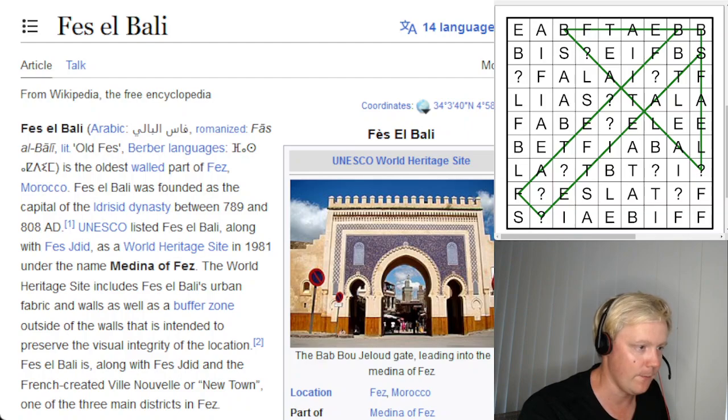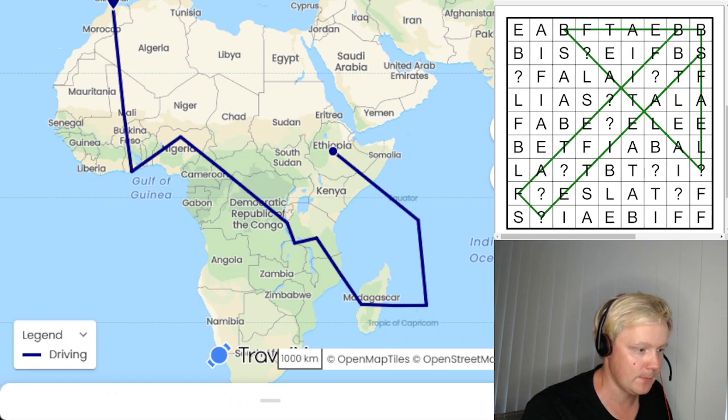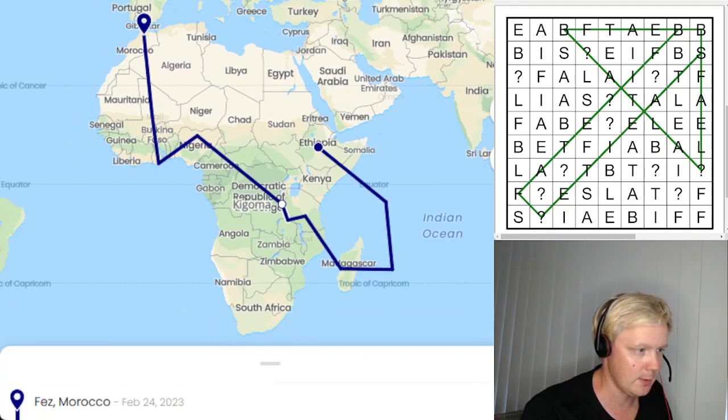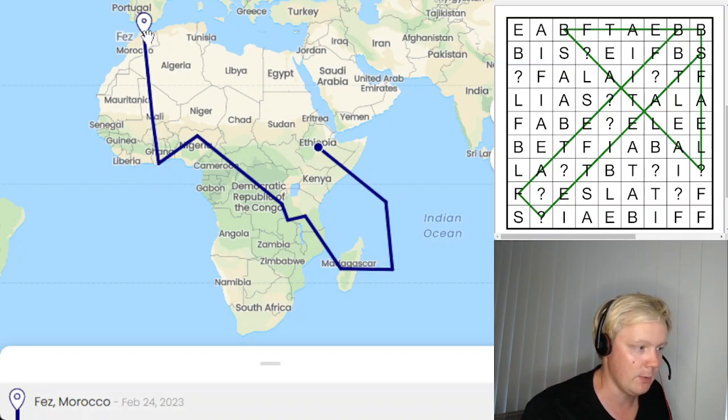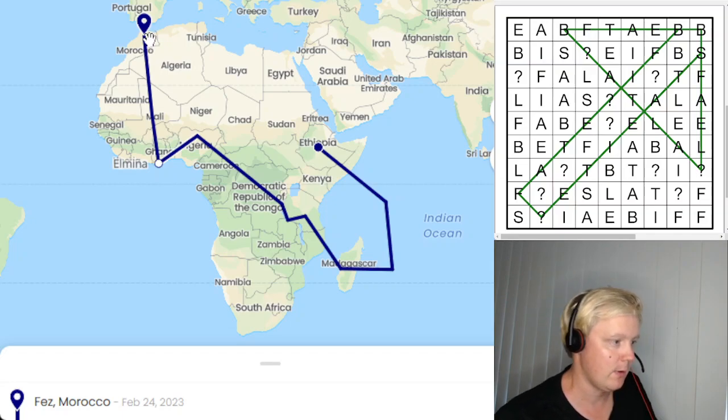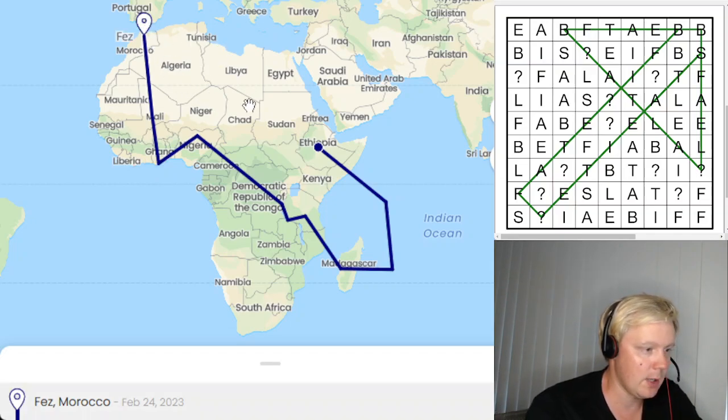Let's look at the map to see where exactly we are. So the map is here. Zoom out a little bit. So we started in Ethiopia again. We made a little tour here in the islands, then went through here. Then we were in Elmina, Ghana. We were in Timbuktu last time, and now we are in Fez, Morocco. So that's the current state of our trip here so far.